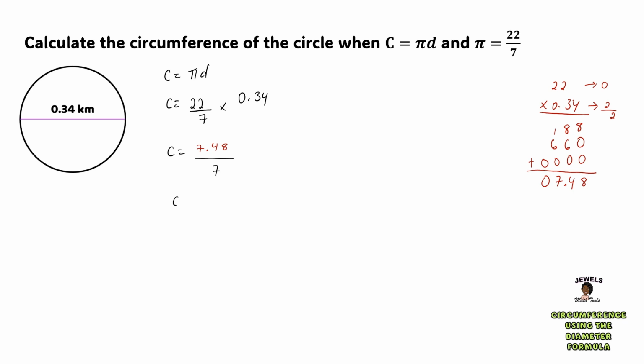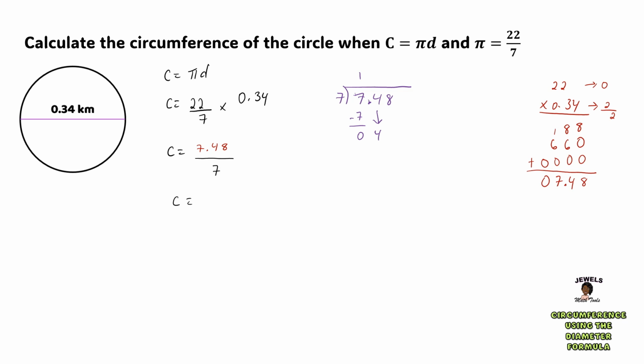So now at this point, we are going to be moving into our long division. And we're going to be dividing our 7 into our 7 and 48 hundredths. Okay, so 7 will divide into 7 one time. 1 times 7 is equal to 7. 7 minus 7 is equal to 0. We'll bring down our 4.